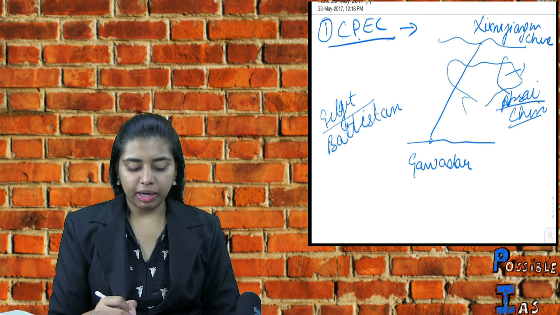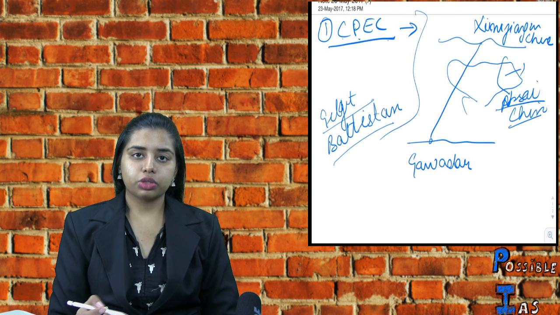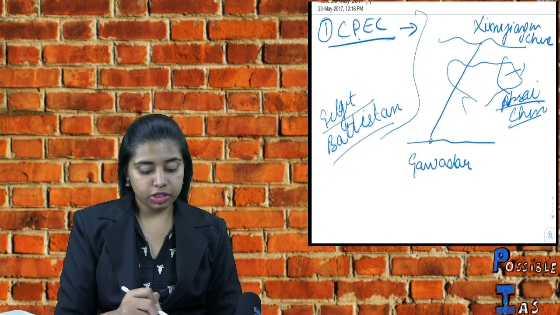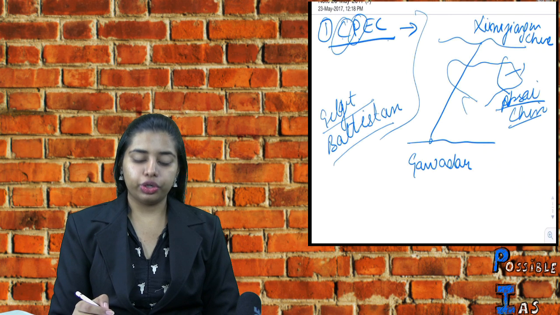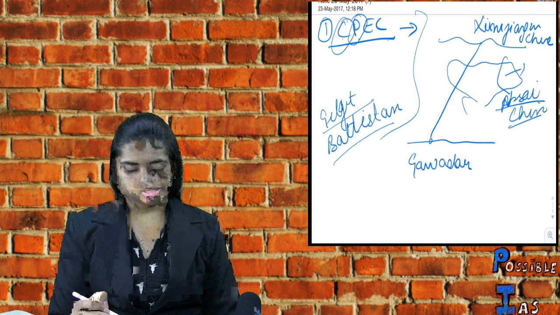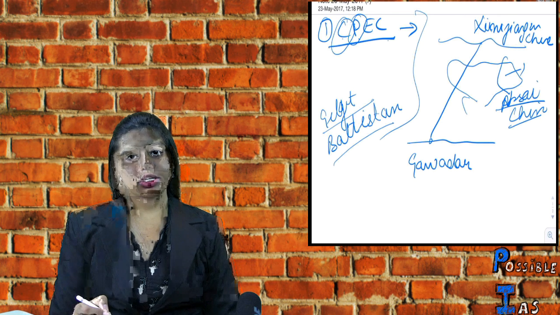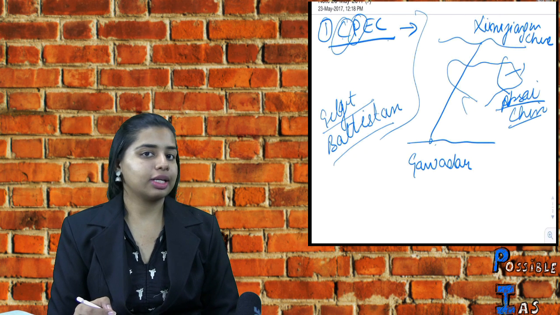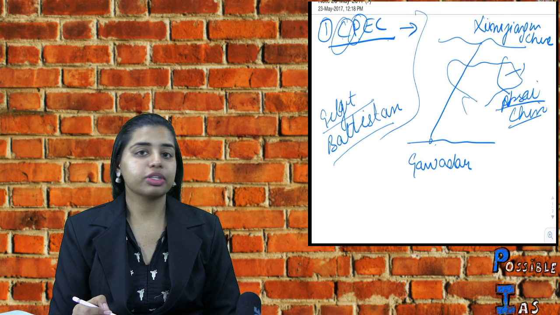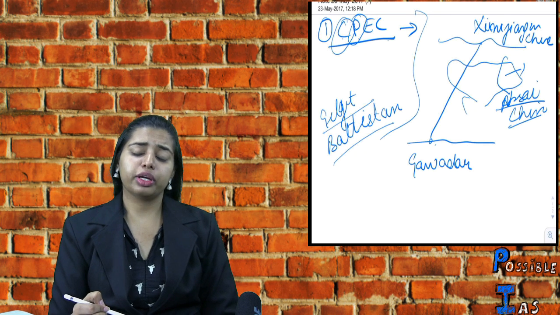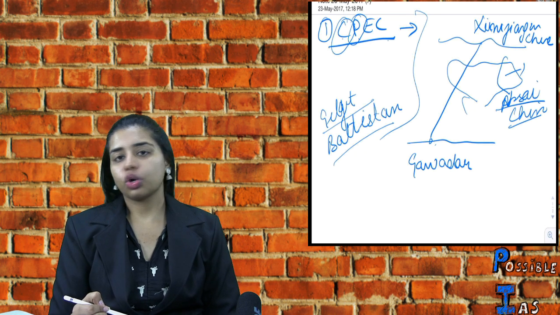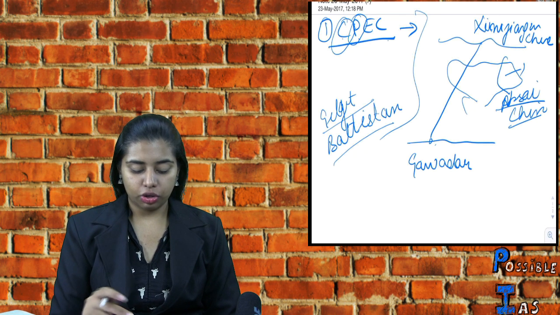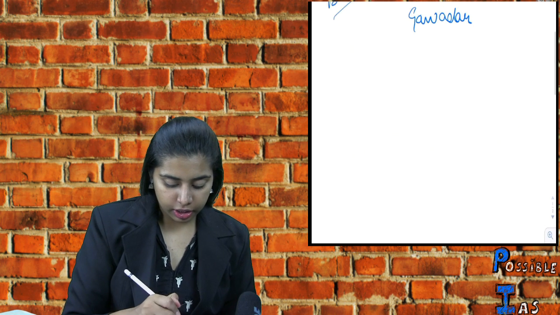So if the CPEC passes through this region, it will give the world an impression that this part belongs to Pakistan and not to India. So India has a problem with this. India says that it is against the sovereignty of my nation. Hence, I will not support the China-Pakistan Economic Corridor. Actually, it's part of the One Belt, One Road initiative.